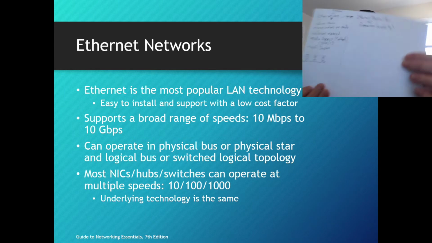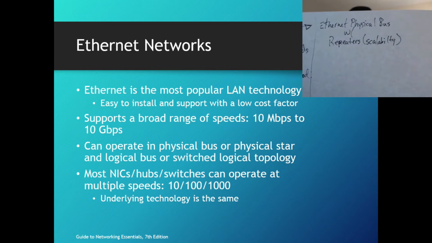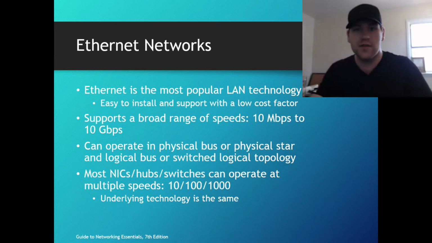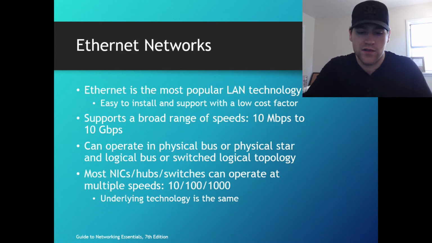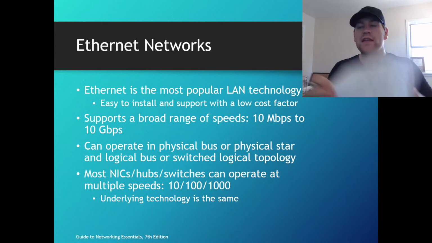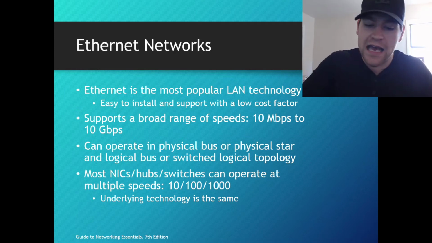Okay, so let's take a look at the paper there. Ethernet physical bus with repeaters that allowed scalability. So all of the same things: you still had your daisy chain, still had to have terminators on both ends, collisions could occur, CSMA-CD, half duplex, all of that was still the same. But now you had the added scalability.